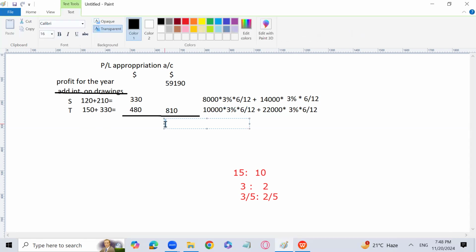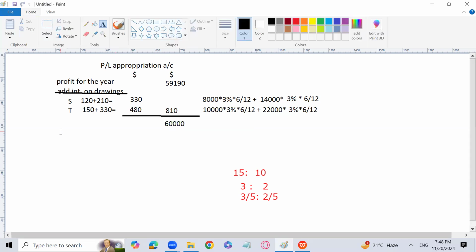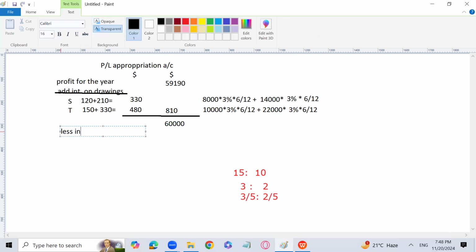So add interest on drawing 810. What is going to be the answer? 59,190 plus 810. The answer is going to be 60,000. Now I will subtract less interest on capital, and then I will subtract the salary also, whatever salary has been taken by any of the partners.